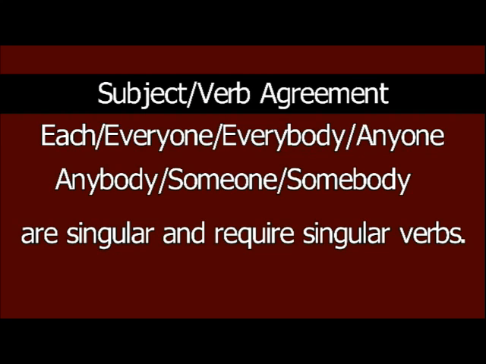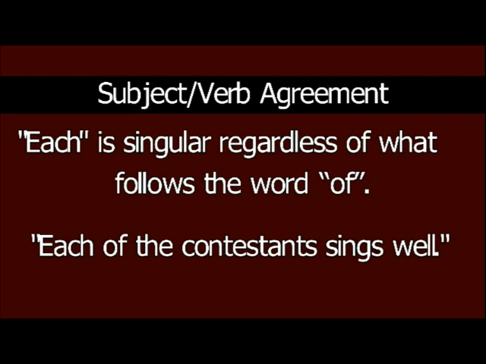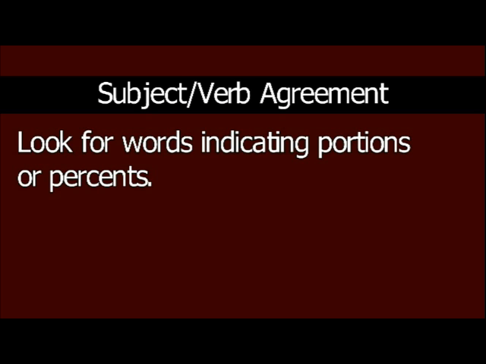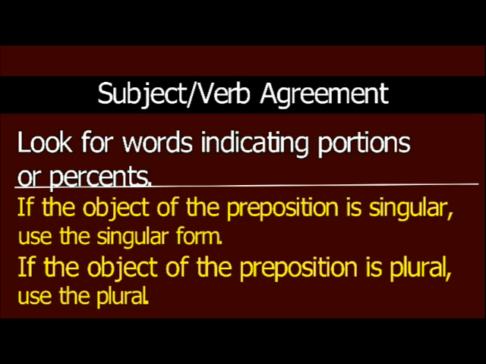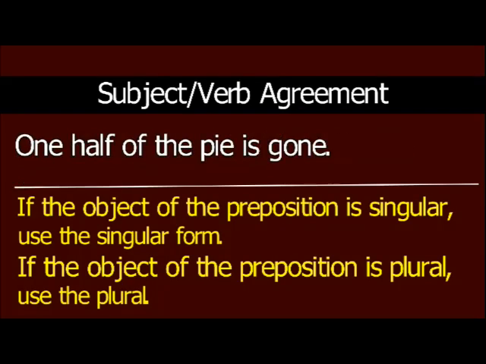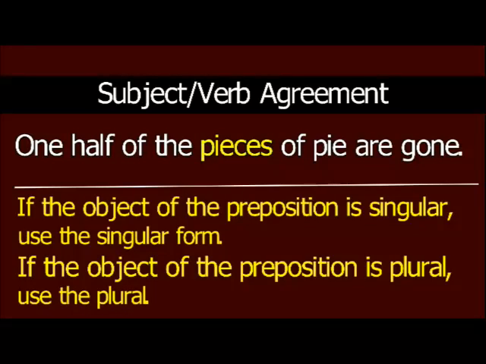Another rule to remember is that the words each, everyone, everybody, anyone, anybody, someone, and somebody are singular and require singular verbs always, regardless of what follows the word of. For example, each of the contestants sings well. Also, look for words that indicate portions, a percent, fraction, part, majority, some, all, none, remainder, and so forth. If the object of the preposition is singular, use the singular verb. If the object of the preposition is plural, use a plural verb. For example, 1/2 of the pie is gone. Pie is singular, so use is. But if the sentence read, 1/2 of the pieces of pie are gone, pieces are plural, so the plural are must be used.